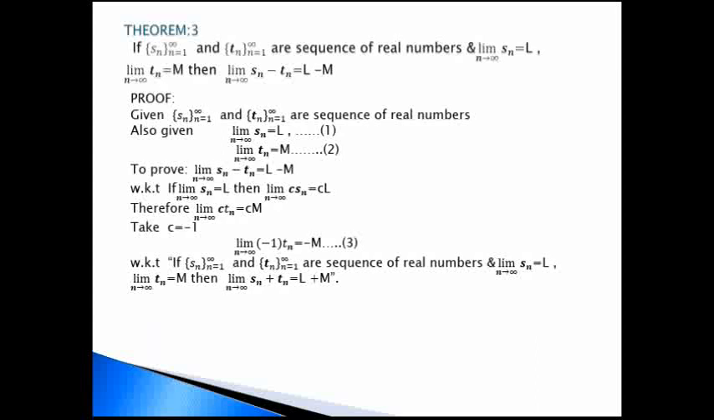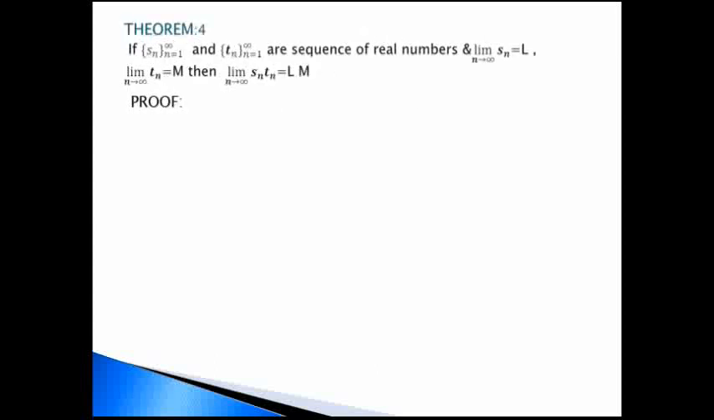Applying the above theorem in equations 1 and 3, we get limit n tends to infinity Sn plus negative of minus Tn is equal to L plus negative of M, that is equal to L minus M. Hence, limit n tends to infinity Sn minus Tn is equal to L minus M.